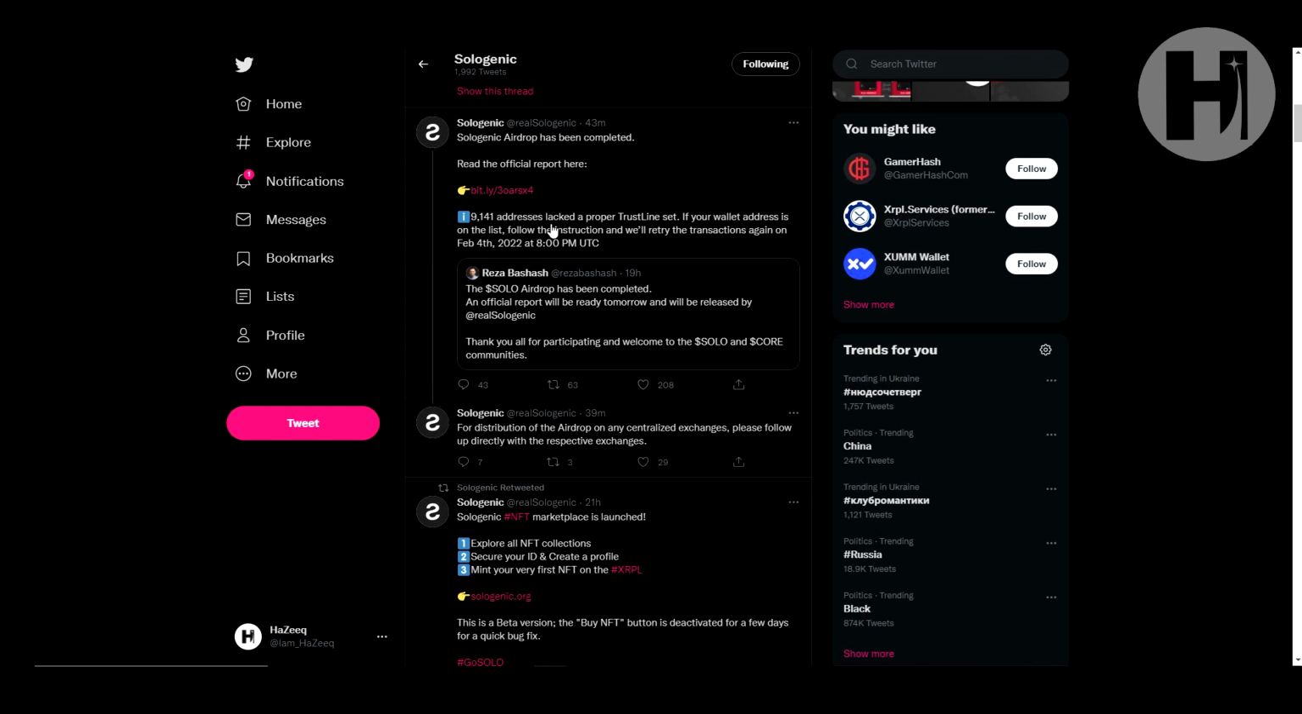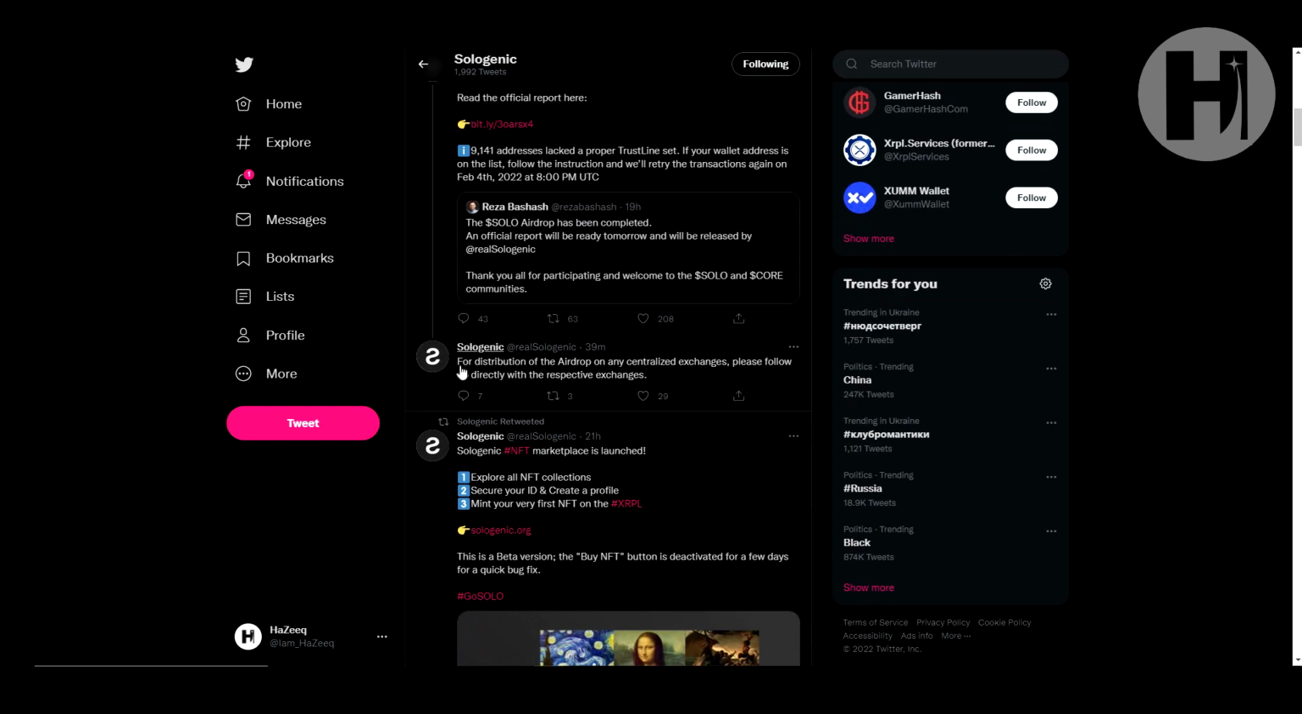9,141 addresses lacked a proper trust line set. If your wallet address is on the list, follow the instructions and we will retry the transactions again on February 4th, 2022 at 8 p.m. UTC. For the distribution of the airdrop on any centralized exchanges, please follow up directly with the respective exchange. So if you are on a centralized exchange and you haven't received your airdrop, make sure to contact the support of that respective centralized exchange.